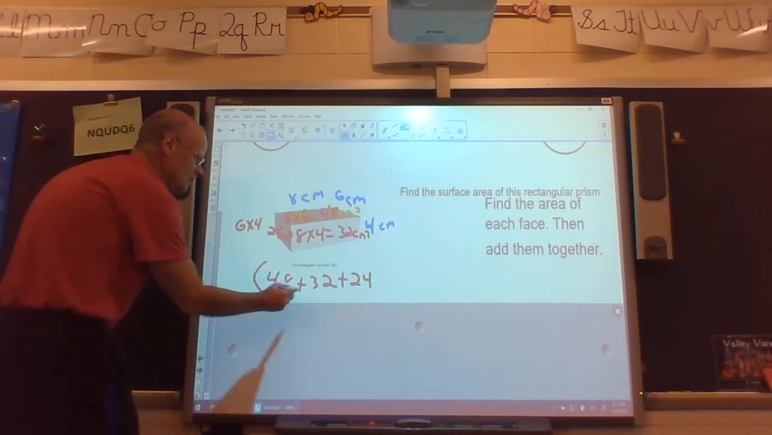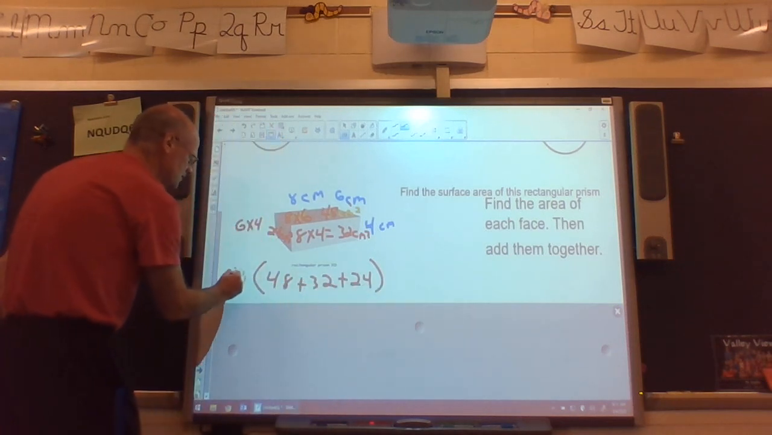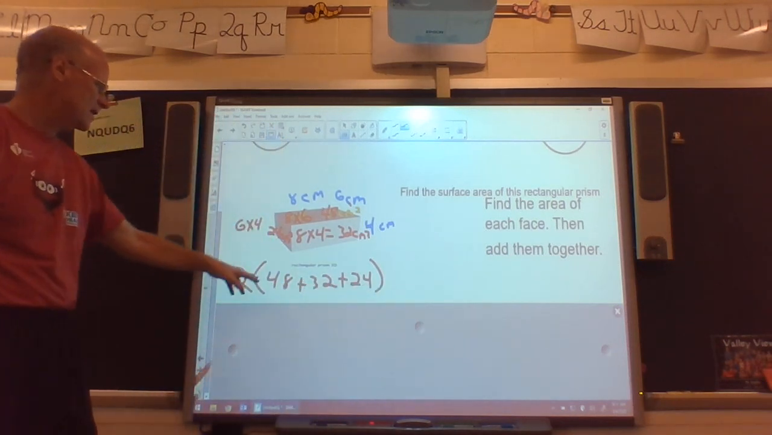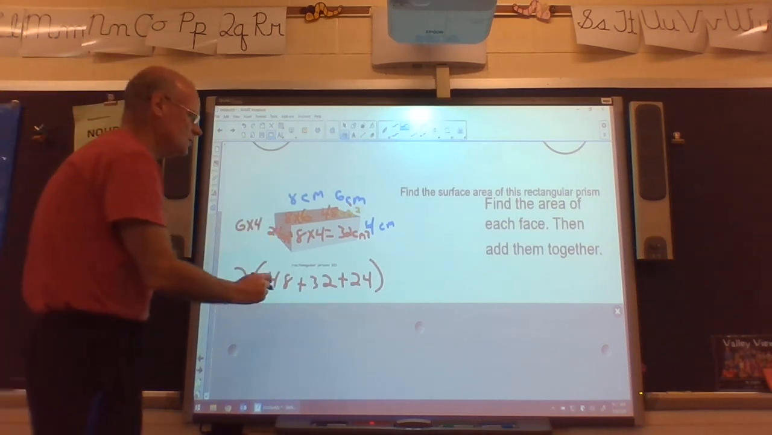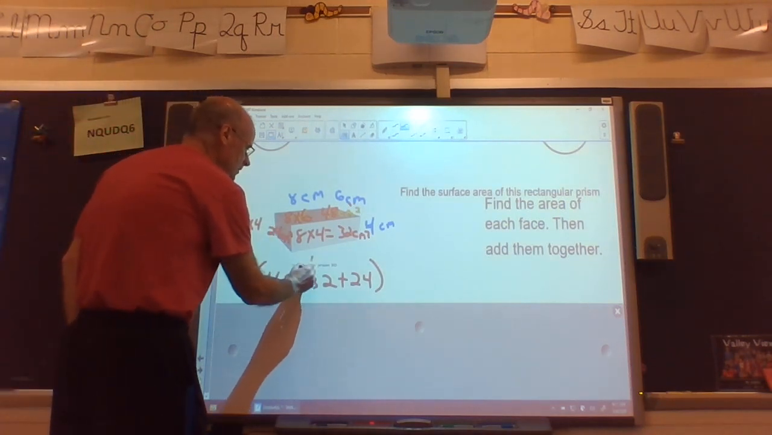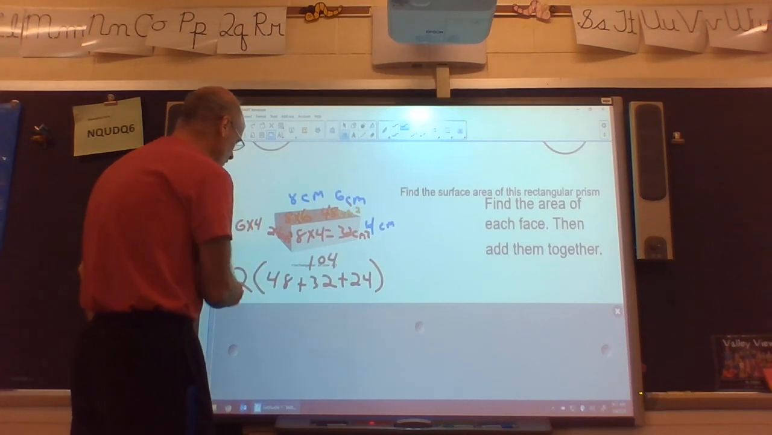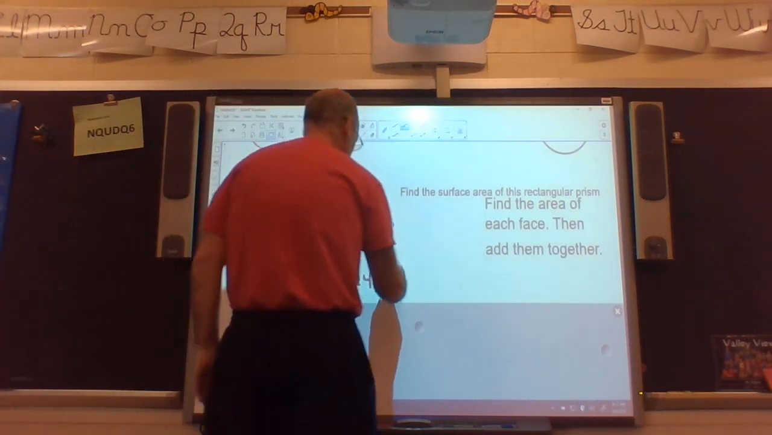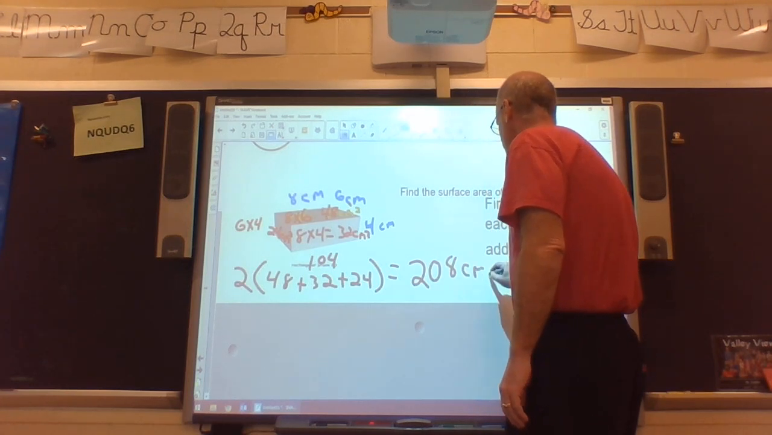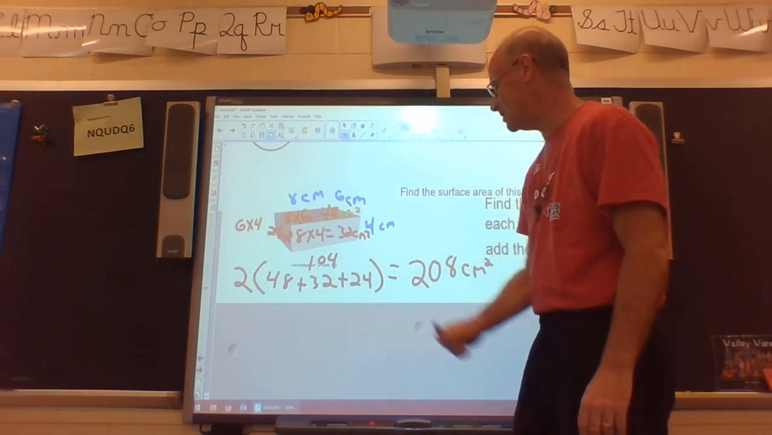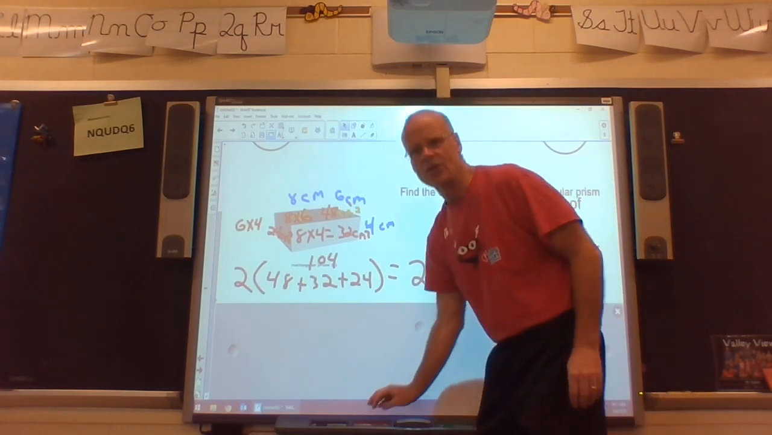So I'm going to take this total and multiply it by 2. So if I get 48 plus 32, I get 80. Plus 24 is 104. I multiply that by 2, I'm going to get 208 centimeters squared is the surface area of that rectangular prism.